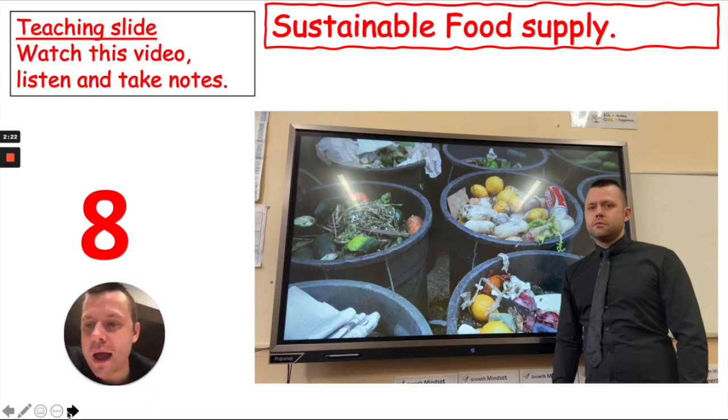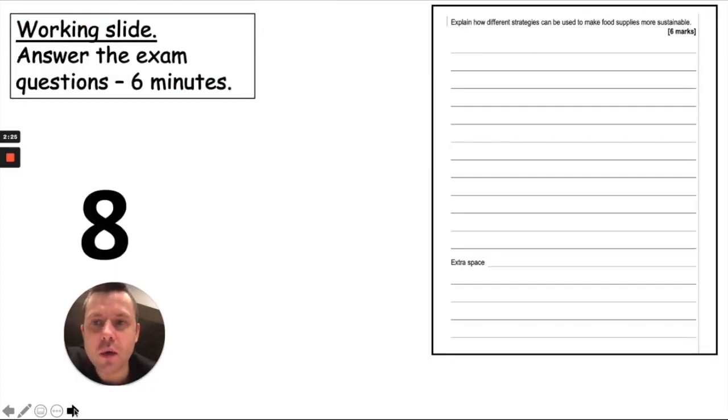So if we have a look at our next question, it is a 6 marker, no figure this time, and it says, explain how different strategies can be used to make food supplies more sustainable. Now the first word says explain. When you see the word explain, I'd write TMT next to the word, and those initials mean "this means that". If you write a sentence and put "this means that" in it, you can turn it into an explanation from a description.